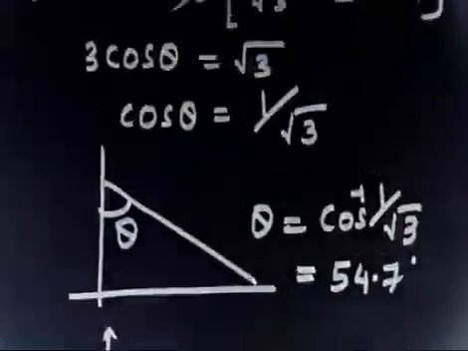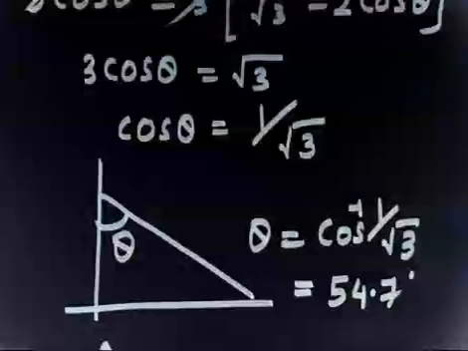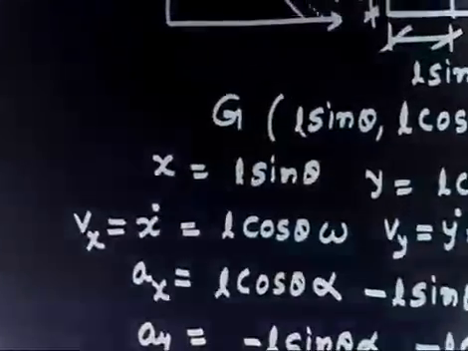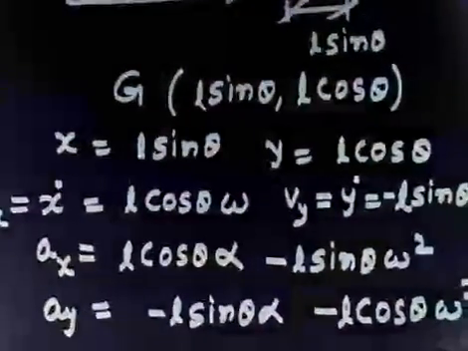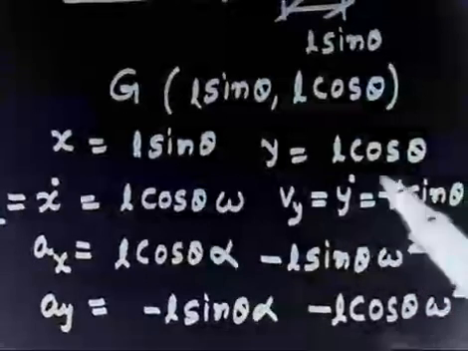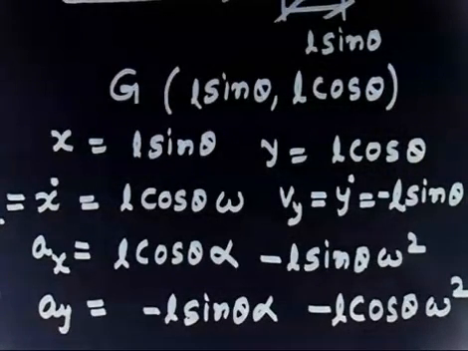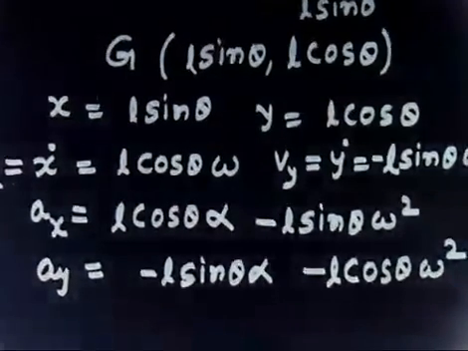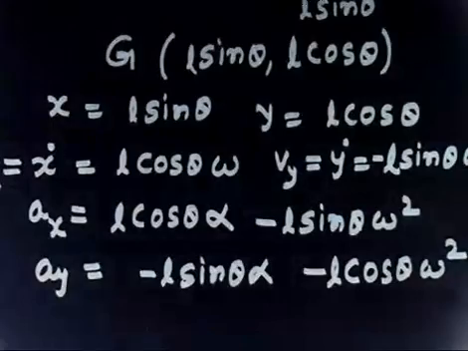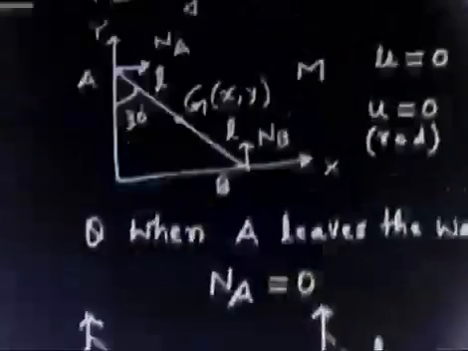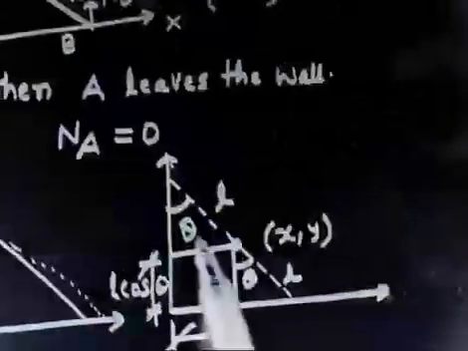Now let us discuss this problem. The important point in this problem is to write down the equation of motion. For that we have written the x coordinate and y coordinate of the center of mass. This is the first step. Then differentiate these coordinates to get Vx and Vy. Further differentiation gives acceleration Ax and acceleration Ay in terms of omega. Omega is basically d theta by dt, the rate at which theta keeps changing.